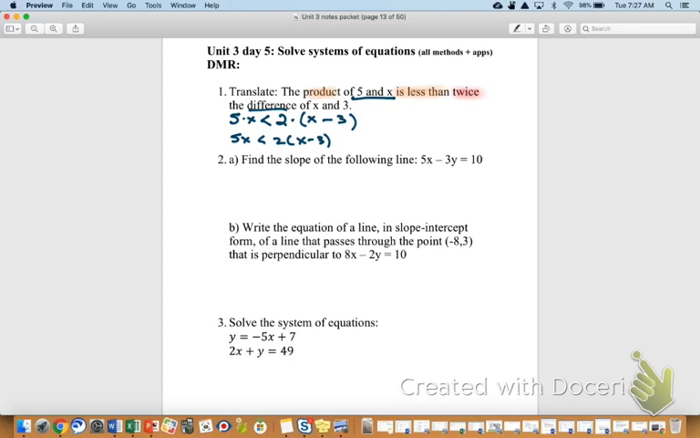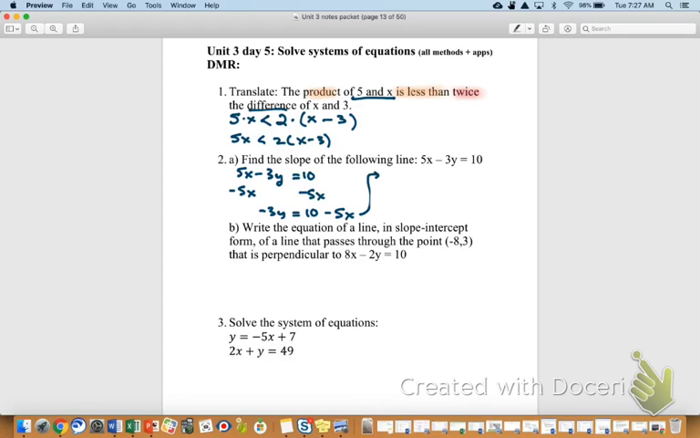Okay, 2a. Find the slope of the following line. Well, the easiest way to see this would probably be slope-intercept form. So I'll put this into slope-intercept form. So 5x minus 3y equals 10. My first step would be to subtract the 5x over to the right side. My goal is to get the y by itself to be in slope-intercept form. This would give me negative 3y equals 10 minus 5x.